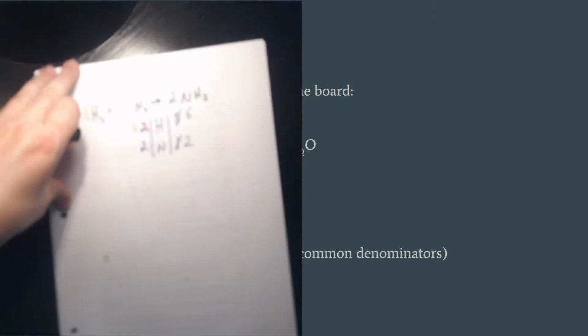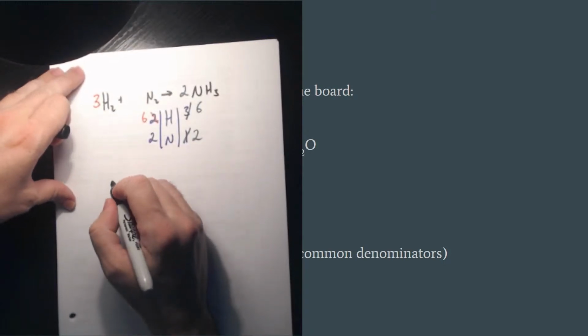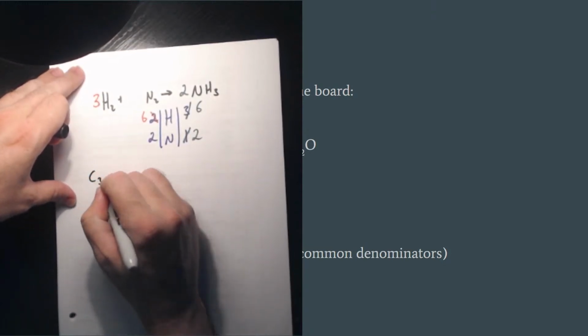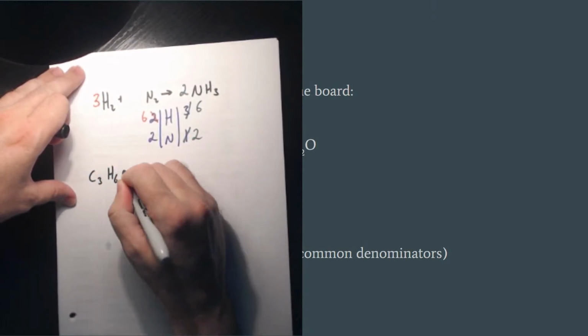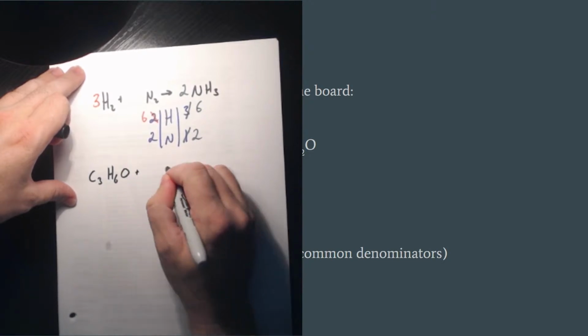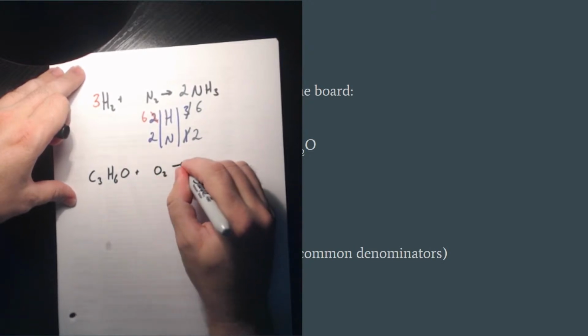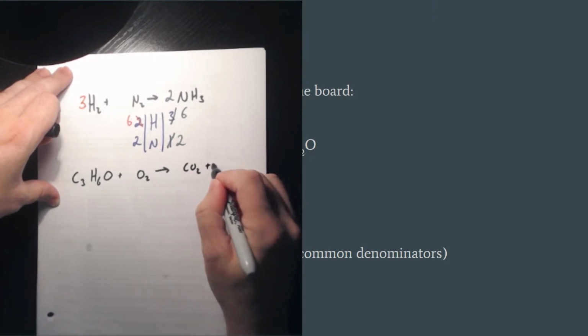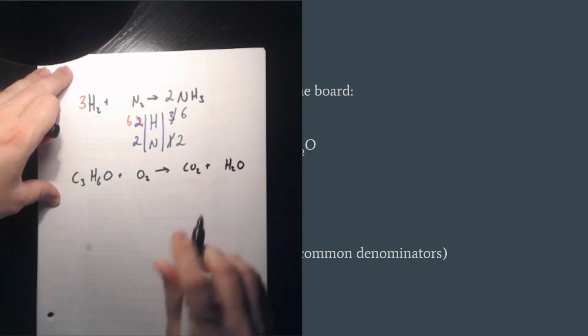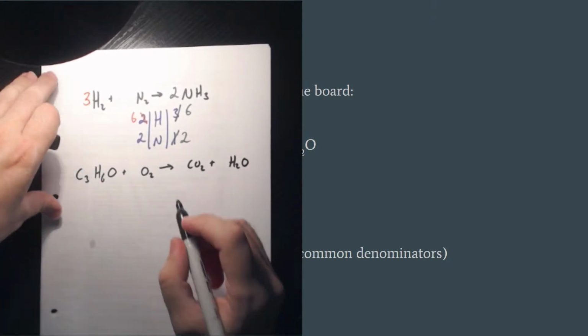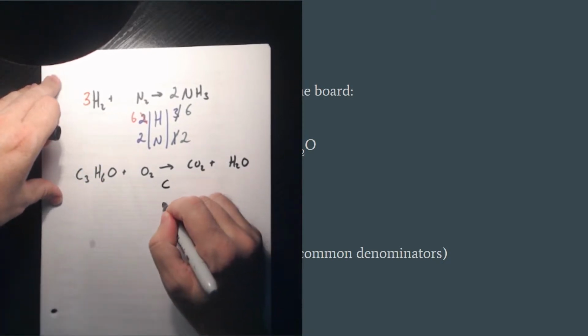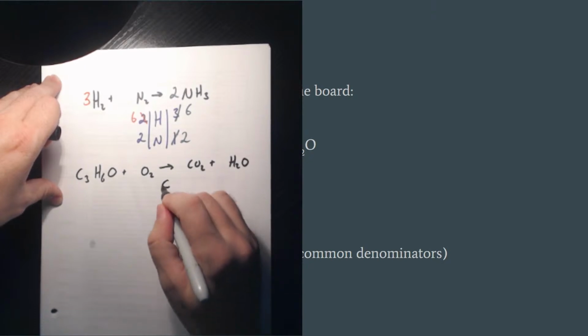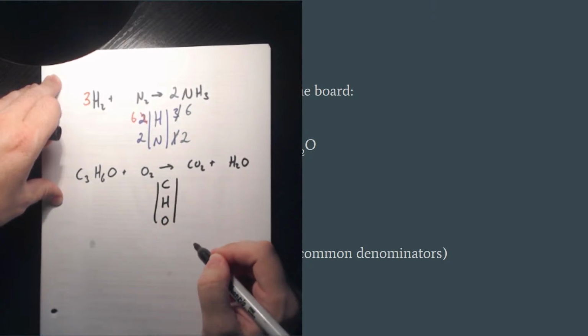Now we're going to burn us some methanol. So we have C3H6O plus O2 yields CO2 plus H2O. So we have carbon, hydrogen, and oxygen as our 3 elements.